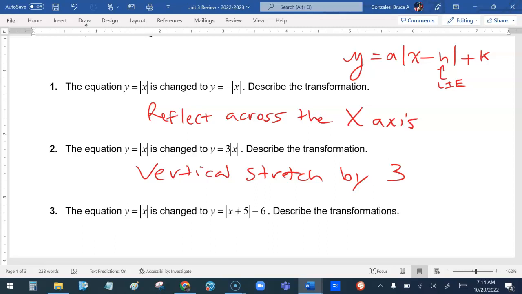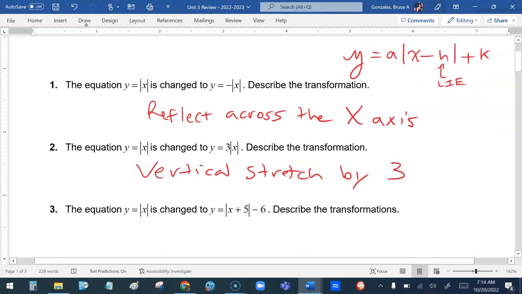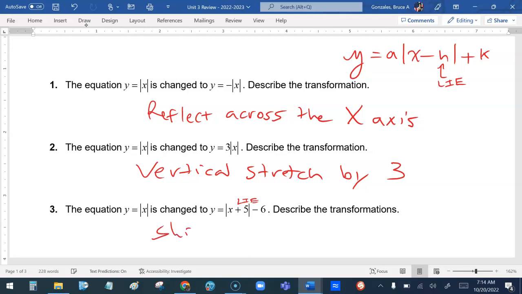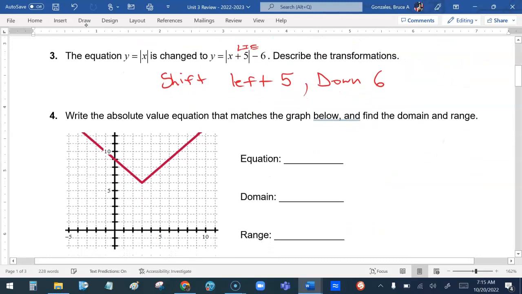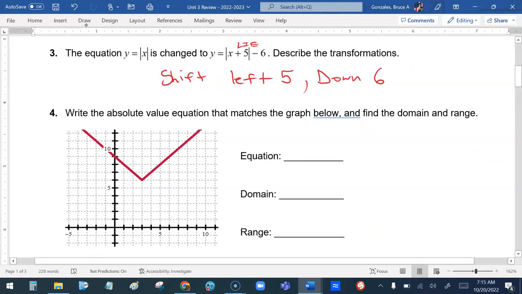Okay, so inside of the bars we have a plus 5, outside the bars we have a minus 6. That's my h and my k. So remember that insiders lie. So when it says plus 5, that really means minus 5, and that it's horizontal. H is horizontal, so left and right. So if it's plus 5, that really means minus 5. So that means there's a shift left 5, and this minus 6 is vertical. That's down 6.